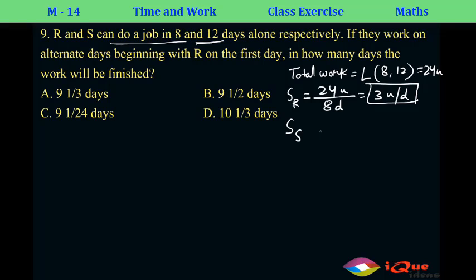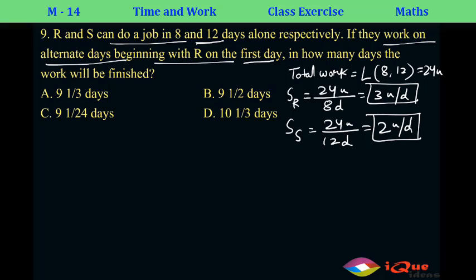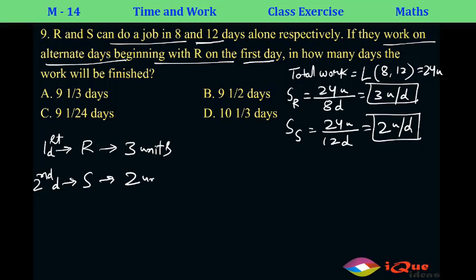Similarly, the speed of S will be equal to the total work, 24 units, divided by the time taken by S, which is 12 days. So it is 2 units per day. So the speed of S is 2 units per day. Now the question says they work on alternate days beginning with R on the first day. So on the first day the work is done by R, and the quantity of work done by R in one day will be 3 units. Then on the second day, S works, and S can do 2 units of work in a day, and then they will alternate. So after the second day again R will come, then after the third day again S will come.